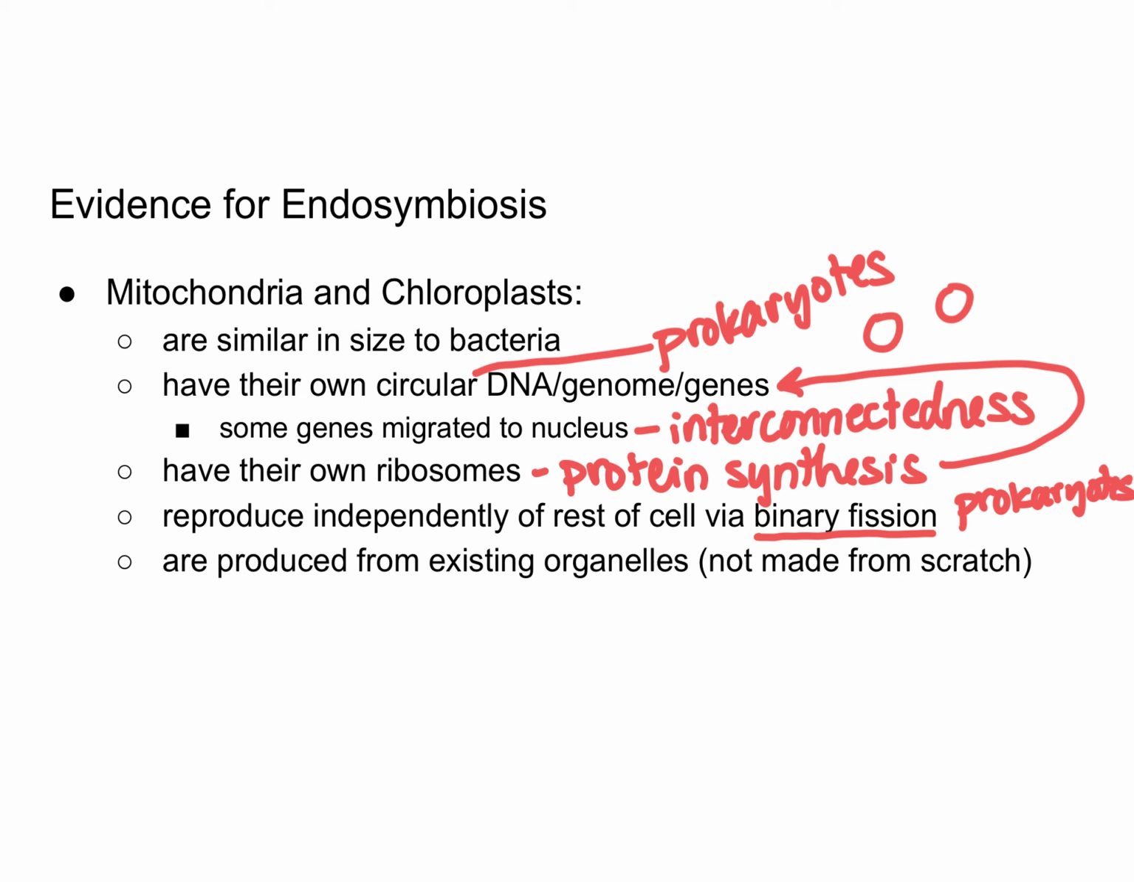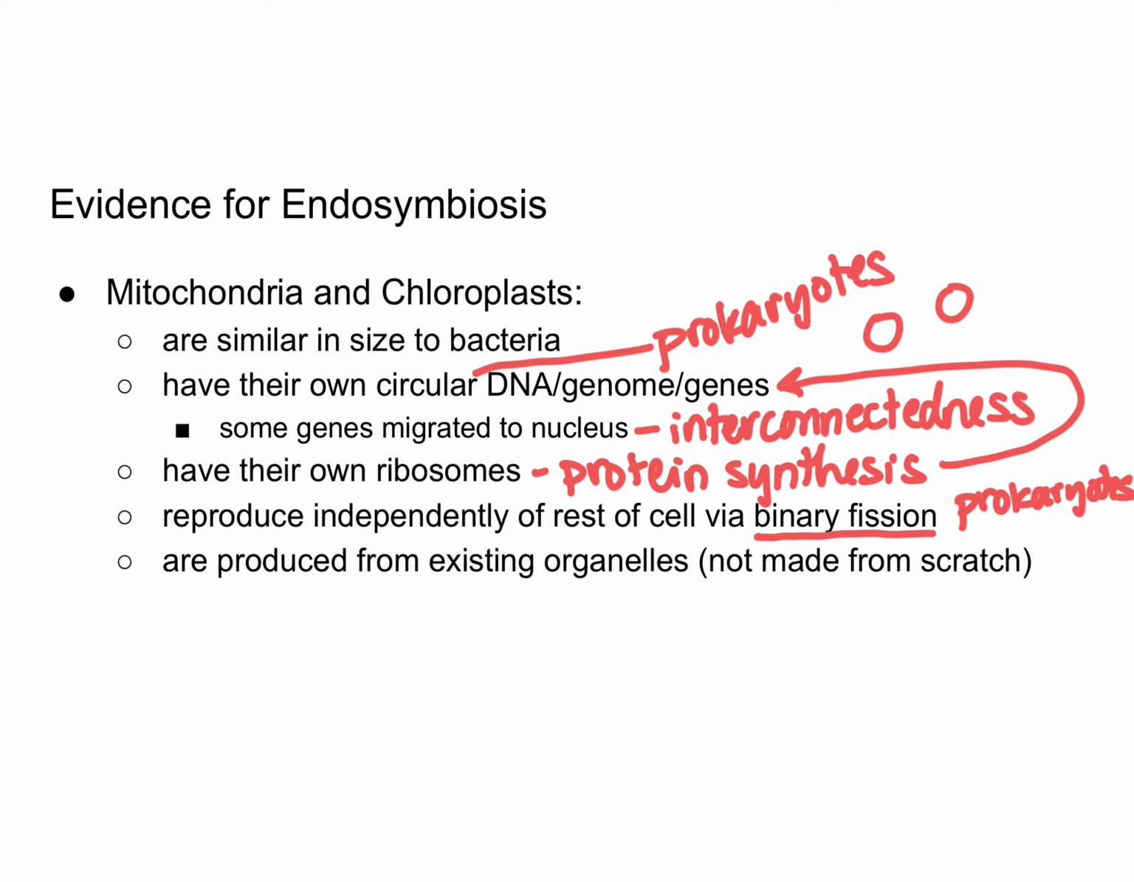And then when a cell divides in mitosis and meiosis, the mitochondria and chloroplasts do their own binary fission. They do their own replication. So mitochondria can only be produced from other mitochondria, and chloroplasts can only be produced from other chloroplasts.